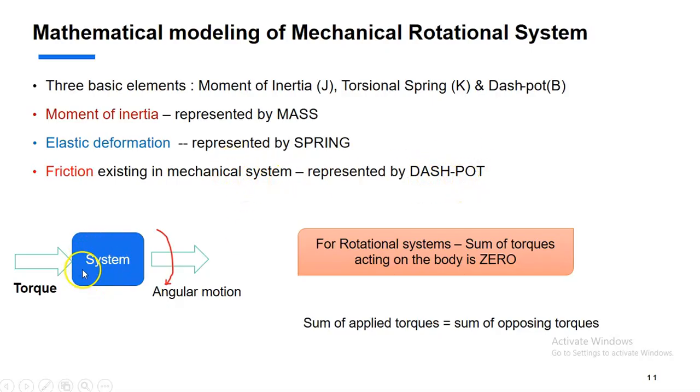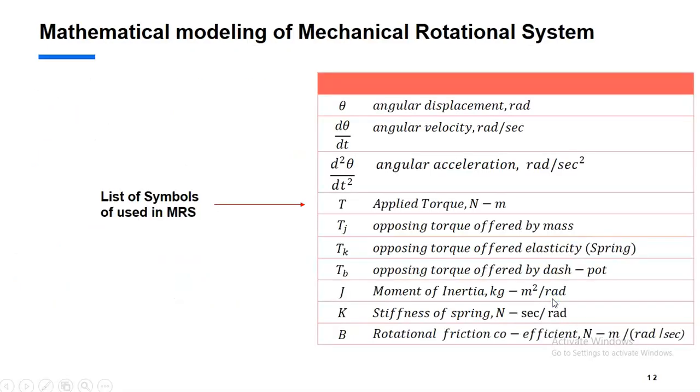Here you have a system. If you apply the torque, the input is a torque. You are applying the torque, then you will get an angular motion. It is not a linear motion. For a rotational system, the sum of applied torque acting on a body is 0. That means sum of applied torque is equal to sum of opposing torques. These are the symbols which we are going to use in a mechanical rotational system.